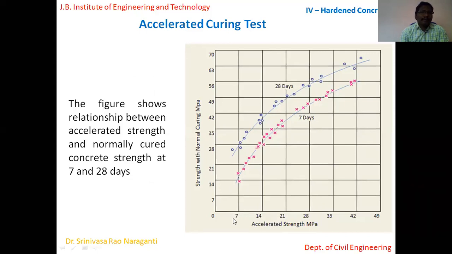Or else, for example, when you do the accelerated curing test, our strength is 7. So the likely strength of the concrete after 28 days will be 28. This is how we predict the strength at 7 days and 28 days. So once you know the predicted strength, then I know what the concrete that I've designed for is giving: reasonable strength. So accordingly, we design all our RC members, right?